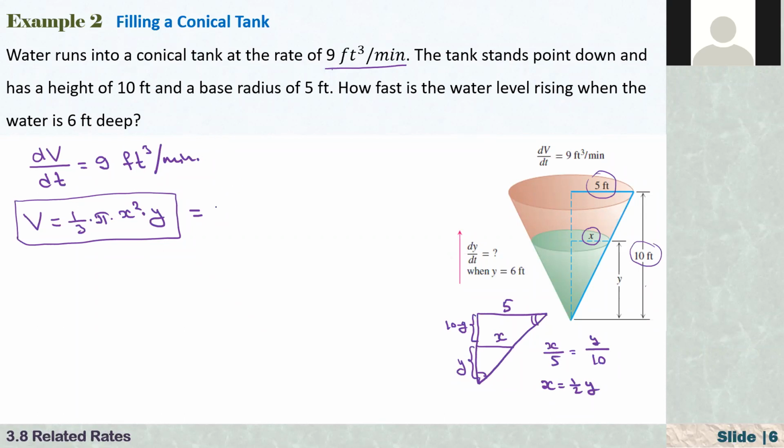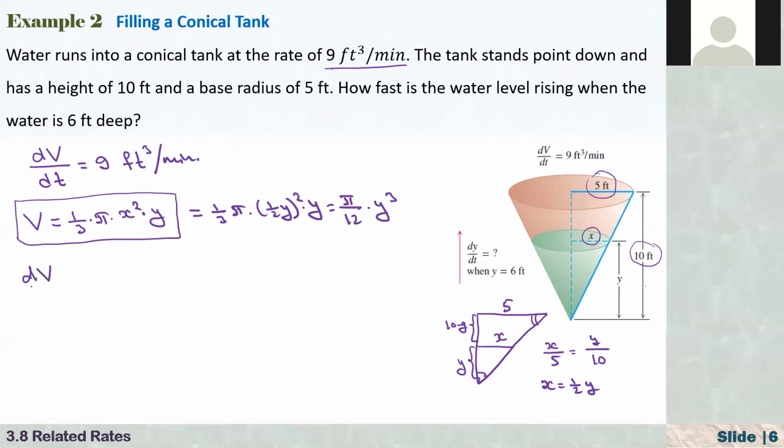Okay, now if you substitute here, we have 1 over 3 times pi times what is x? It is 1 over 2y squared times y, which is equal to 1 over 4. So I have here pi over 12 times y cubed. Right? So now if I differentiate both sides with respect to t, what do we have here?